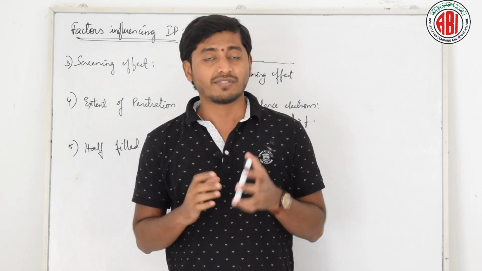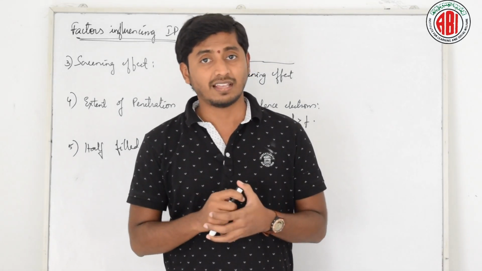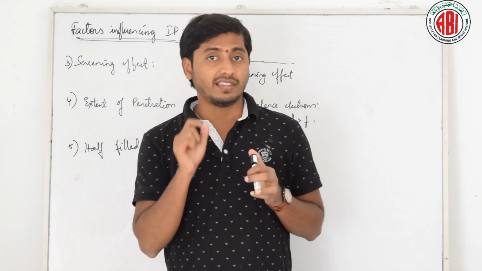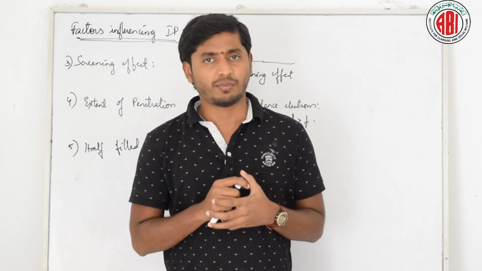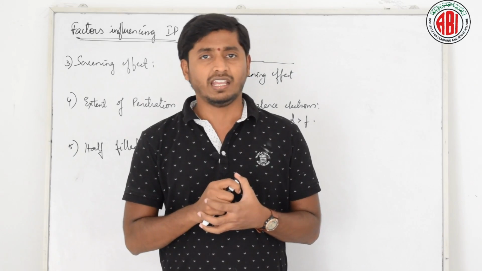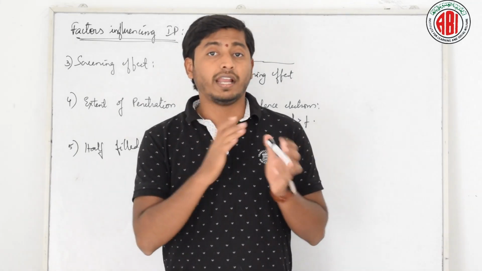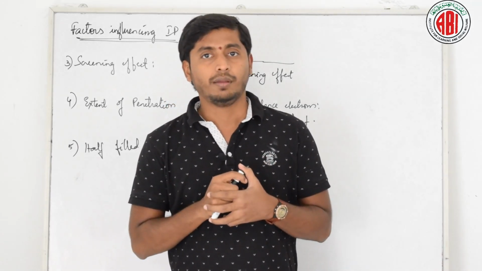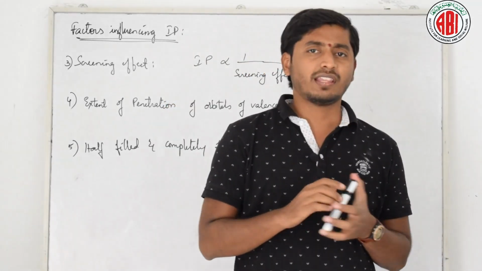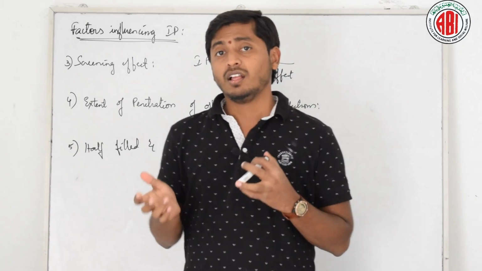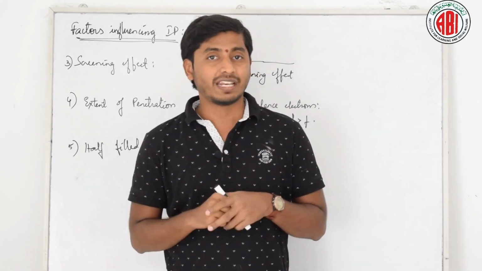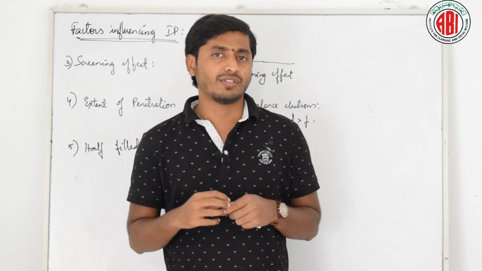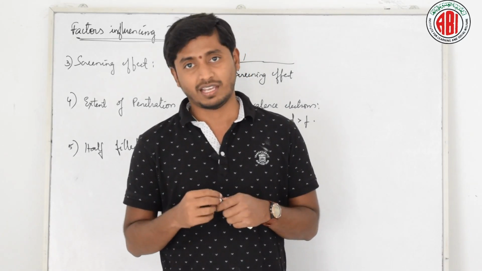Atomic size, first of all, what is atomic size? Atomic size is the property that defines the distance between the center of the nucleus and the outermost orbital. How does that vary in a period? It decreases from left to right in a period and increases from top to bottom in a group. Fine. And ionization potential is defined as the minimum energy required to remove an electron from the outermost orbital. And we also know that the second IP is greater than the first IP.